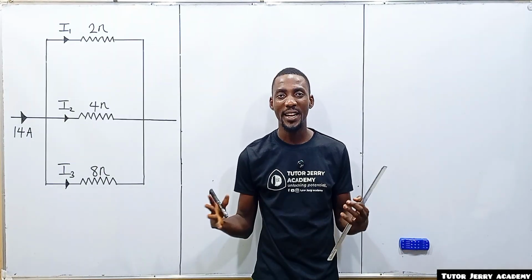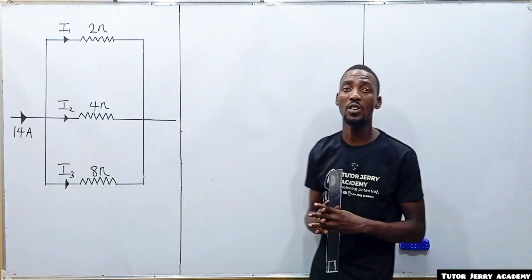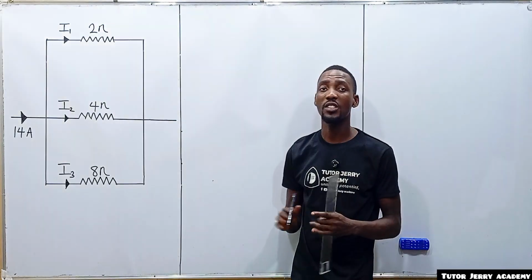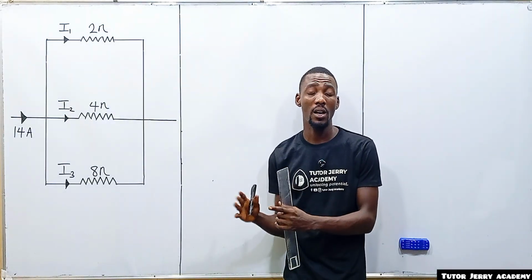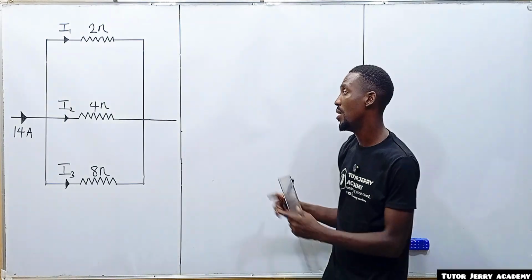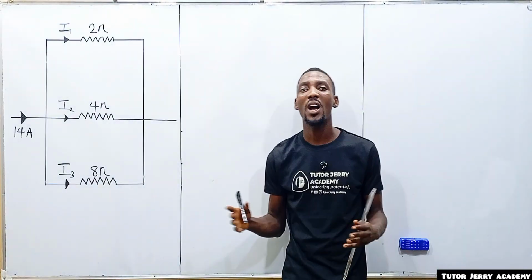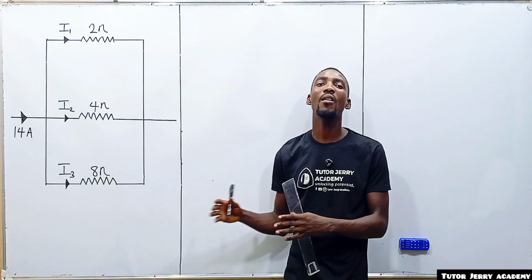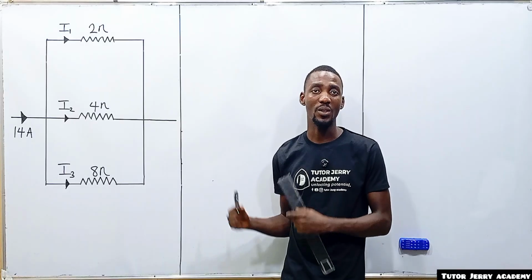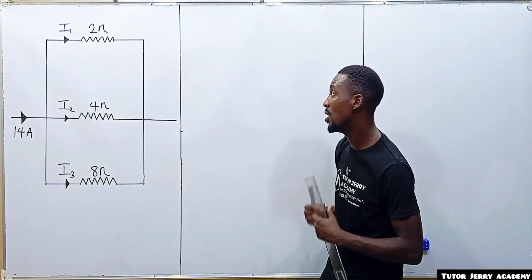Hello and welcome. So today we are going to be solving another interesting question on current divider rule. If you look at this question, we are having 3 resistors in parallel. So if we have 3 resistors in parallel, how do we resolve them? That's what we are going to look at today.